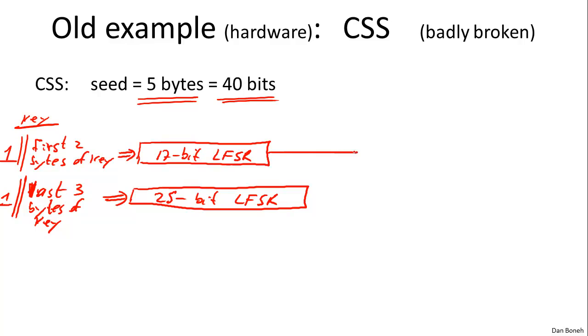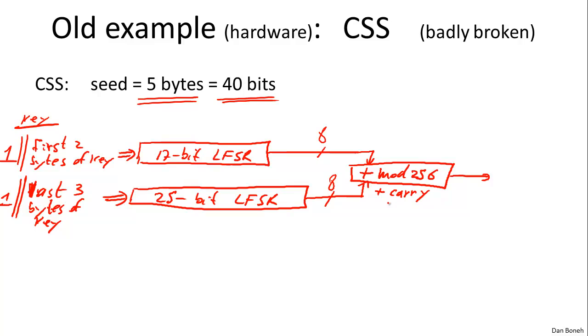Then these LFSRs are run for 8 cycles, so they generate 8 bits of output, and then they go through an adder that does addition modulo 256. There's one more technical thing that happens. In fact, what's also added is the carry from the previous block, but that's a detail that's not so relevant. Every block we're doing addition modulo 256, so we're ignoring the carry, but the carry is added, either 0 or 1, to the addition of the next block.